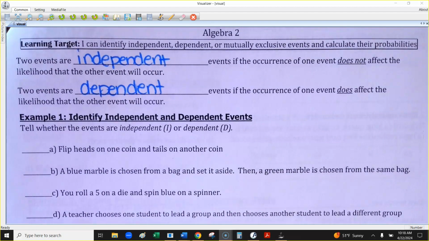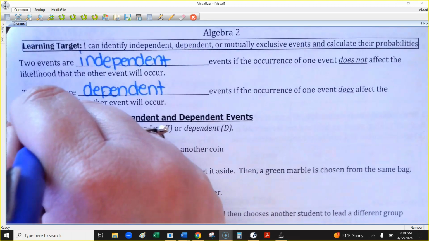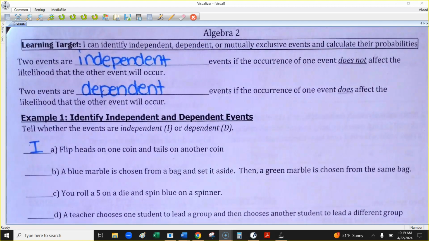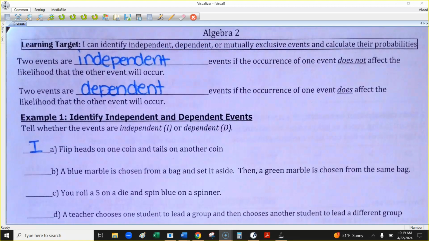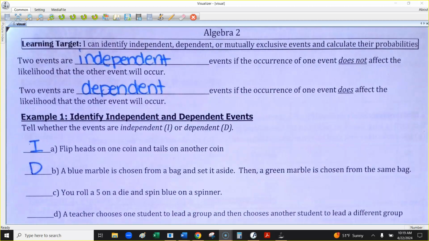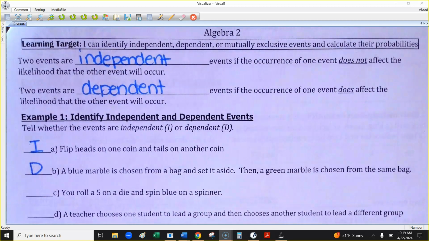Independent, or does one affect the other? No, so this is independent. Okay, this one says a blue marble is chosen from a bag and set aside, then a green marble is chosen from the same bag. Dependent, because the act of removing that first marble changes the probability of the second step in that experiment there.